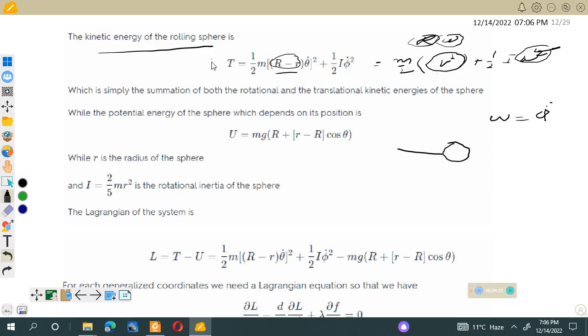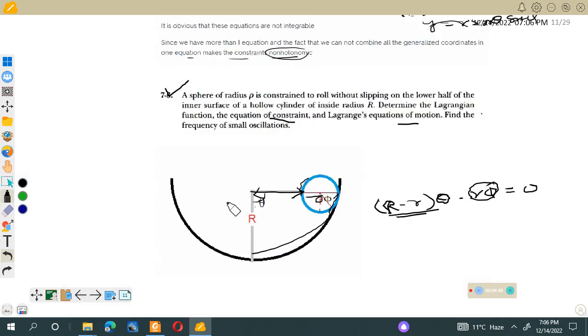This is the kinetic energy of the particle, which is simply the summation of both the rotational and translational kinetic energy of the sphere. Now the potential energy, you know, is equal to mgh. What is h? h is the height from the ground, which is equal to R plus (R minus r) into cos phi. You can find the h from the diagram.